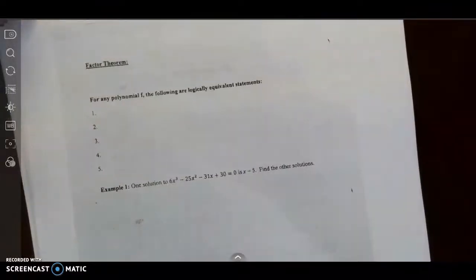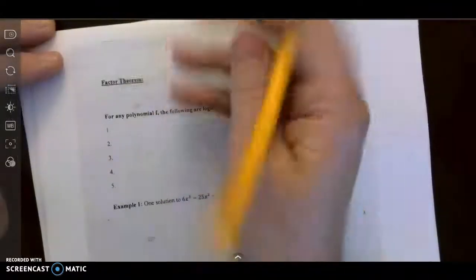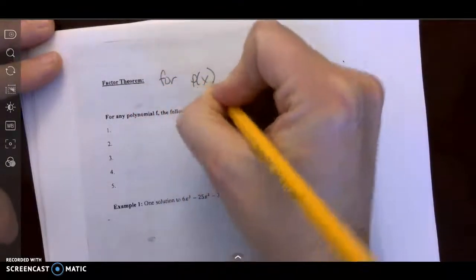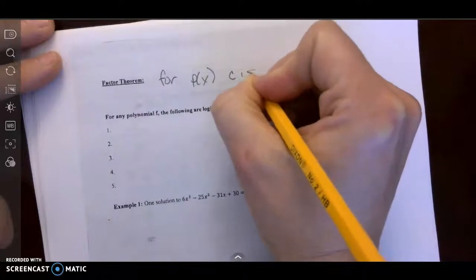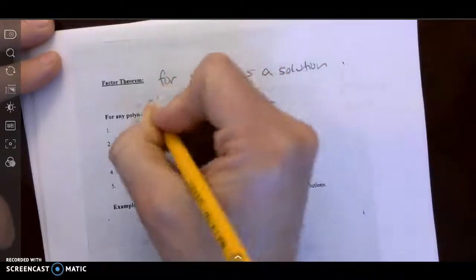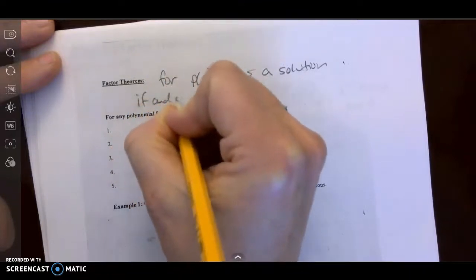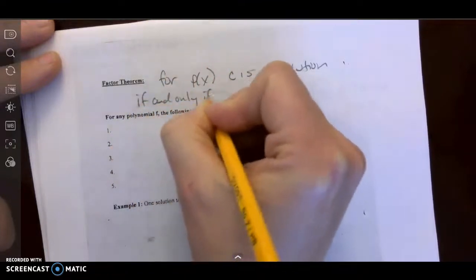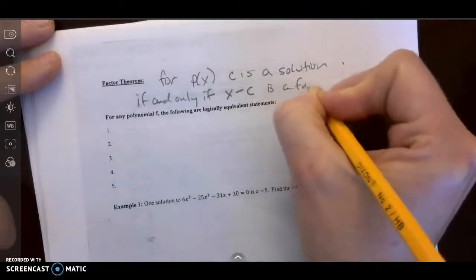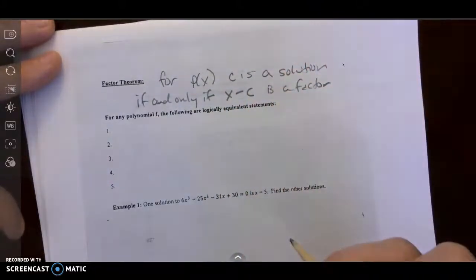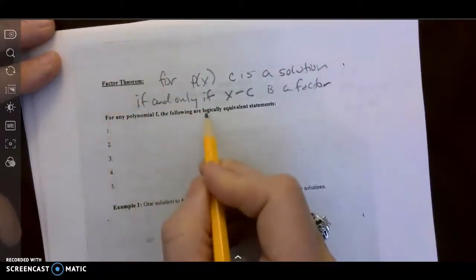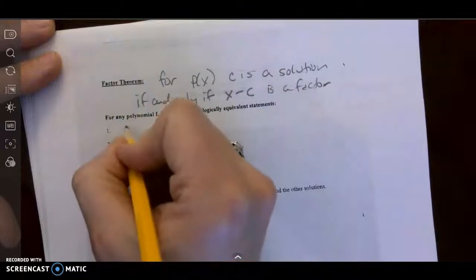So what exactly is the factor theorem? The factor theorem says that for p of x, c is a solution if and only if x minus c is a factor. So for any polynomial f, the following are logically equivalent statements.